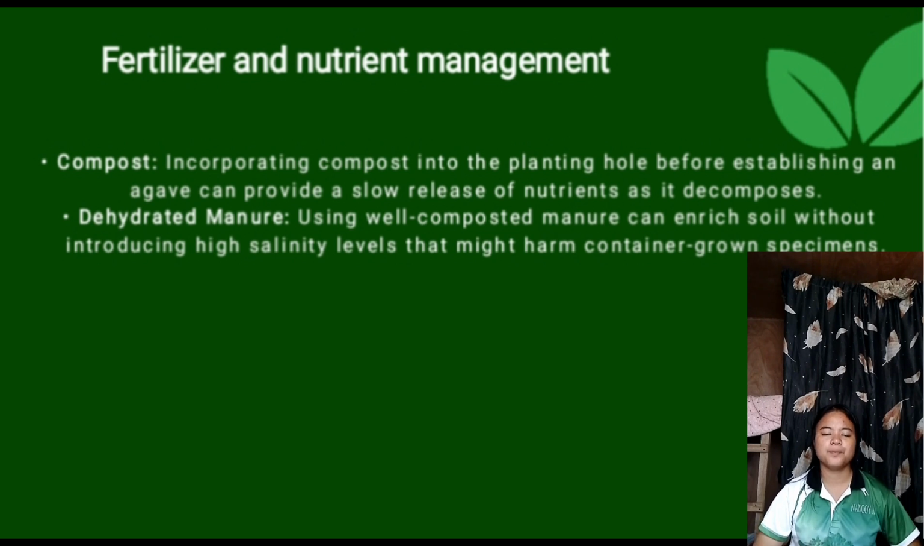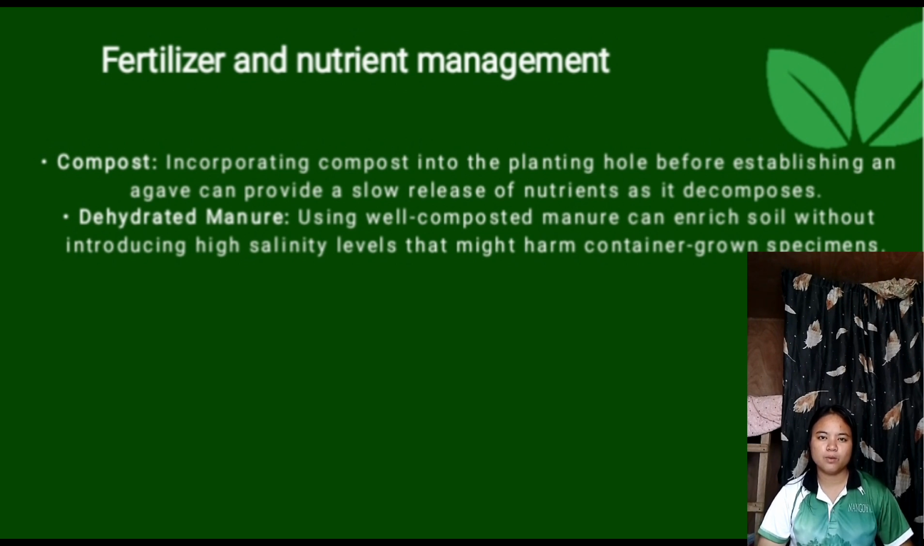These are several key nutrient management options. First, the compost. Incorporating compost into the planting hole before establishing an agave provides a slow release of nutrients as it decomposes. Lastly, the dehydrated manure.